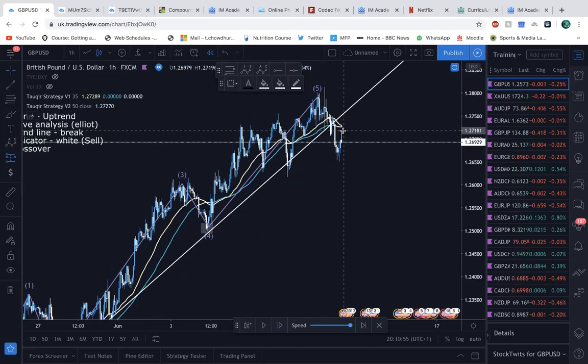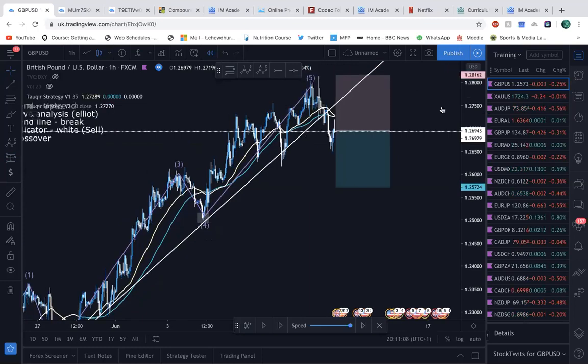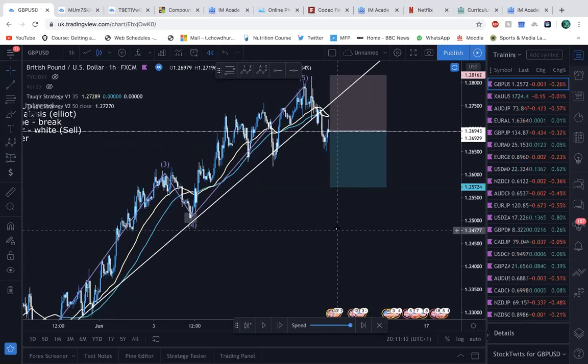And so naturally, we're going to enter on this particular candle, right? We're going to enter on this candle where the market has just crossed over, where the indicator has just crossed over. Now, how are we going to work out our take profit and stop loss? Our stop loss is going to be the previous high, guys.